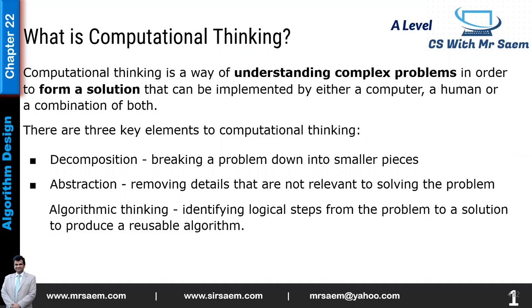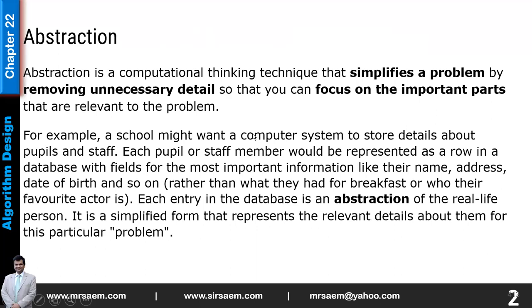Now, there are key elements that we'll be discussing in computational thinking over here. Decomposition, abstraction, okay? So, if you talk about abstraction, abstraction basically means it simplifies a problem by removing unnecessary details. So you will see abstraction, and you'll find lots of abstractions.